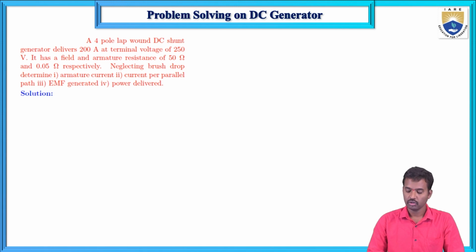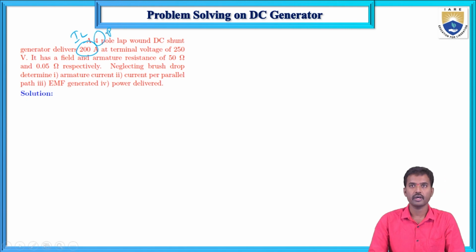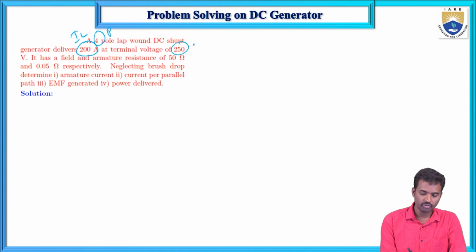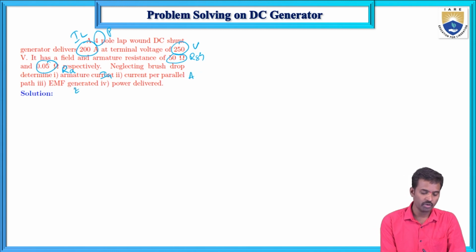So, solution for this. First draw the lap DC shunt generator. It delivers 200 amps, that means this is IL. The number of poles is P and the terminal voltage V equals 250 volts. This is the field winding resistance RSH, and this is the armature winding resistance RA. From this, calculate the armature current IA, the number of parallel paths A, the induced EMF EG, and the power delivered PG.